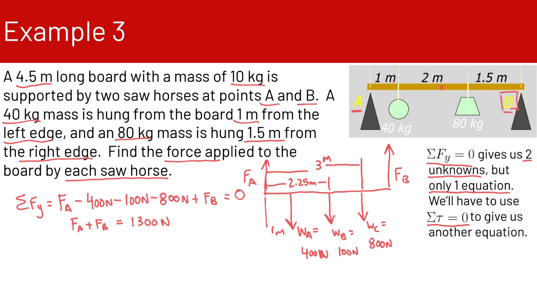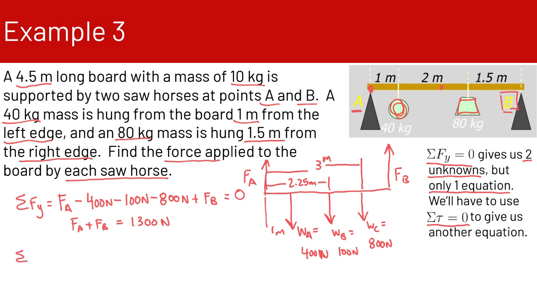So now we have to do the sum of torques to give us another equation that will allow us to solve for one of these two variables. So we're going to use A as the pivot point. So we can ignore force A, we can ignore the sawhorse A because it's the pivot point. So now all we need to do is look at the weight A, so the circular hanging weight, the weight of the board itself, and then the mass of the trapezoid hanging down.